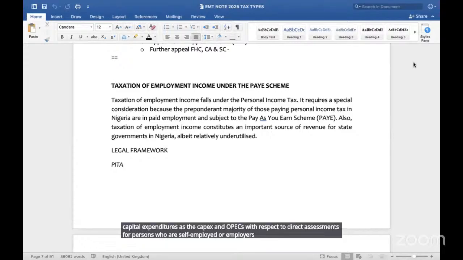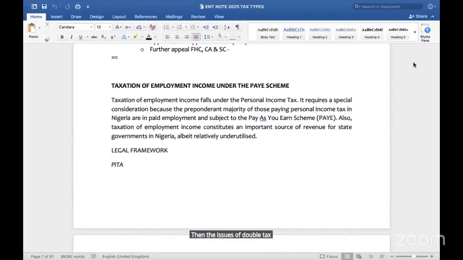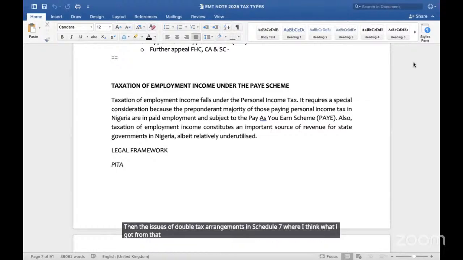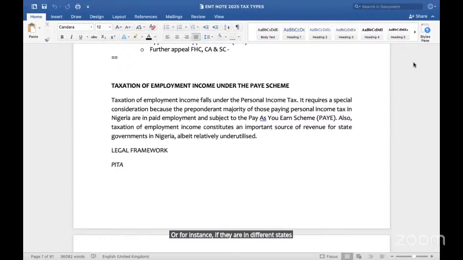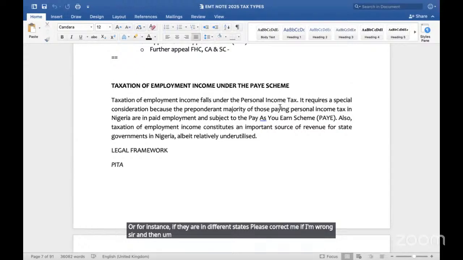Then the issues of double tax arrangements in Schedule 7, where I think what I got from that is where a person earns income in not just Nigeria but outside the country as well, or for instance, let's say in different states. Please correct me if I'm wrong, sir. And then we're also supposed to look at the structure of the personal.